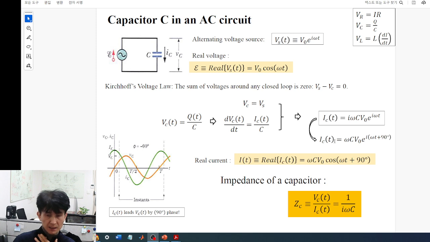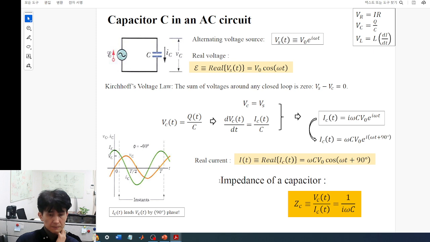So we obtained Ic as i omega C V0 exponential i omega t, where we can replace i with exponential i pi over 2, or 90 degrees. So we can also represent it like this. And if we take the real part, which is the real part of the complex notation of the current, then we have the cosine instead of the exponential i function.